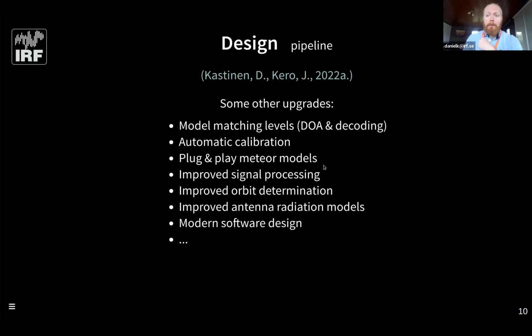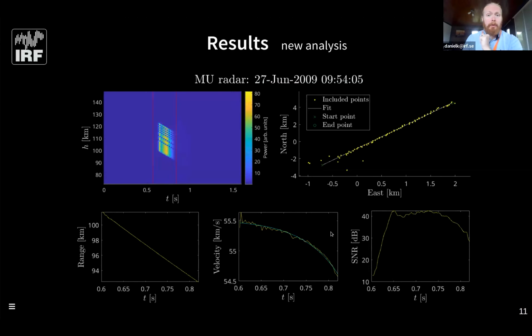The plug and play meteor models is an important part, because that means that we can put in simpler meteoroid models, just a line with exponentially decaying velocity, for example, or we can put in a full-blown ablation model and try to fit the data to that instead. We have some signal processing, orbit determination, and modern software design is something I will come back to at the end. Okay, so some results.